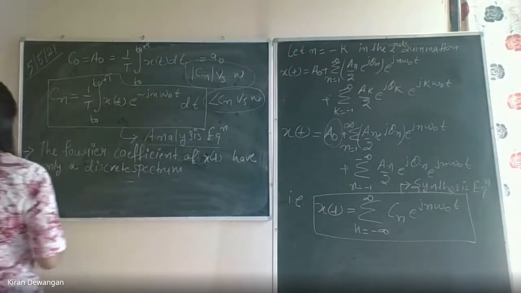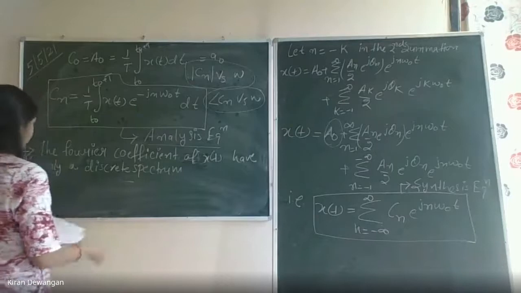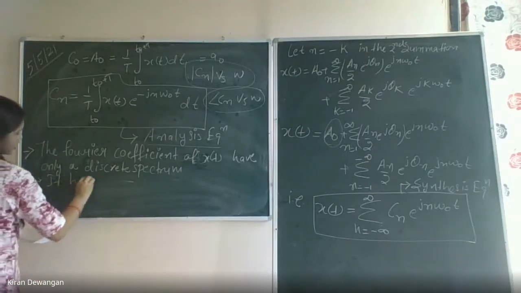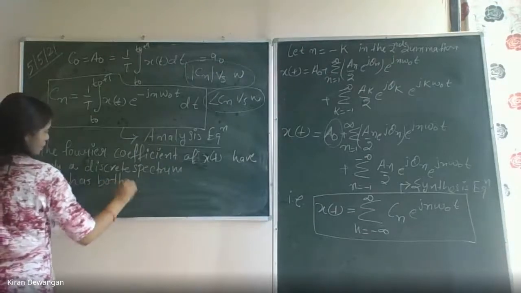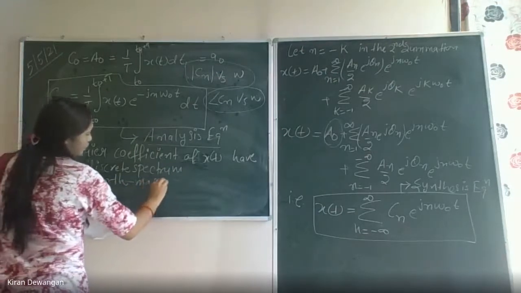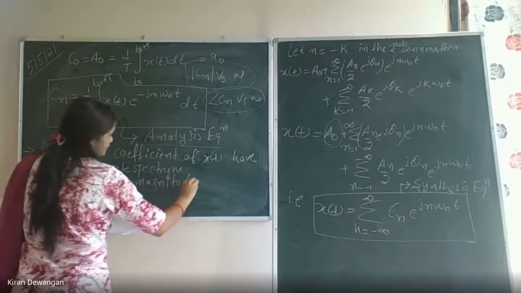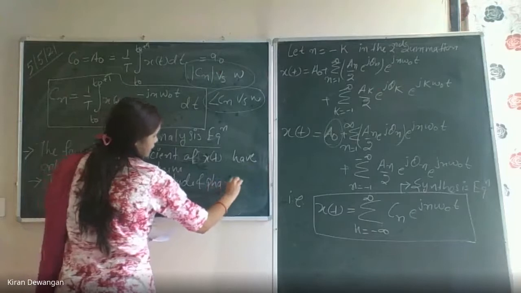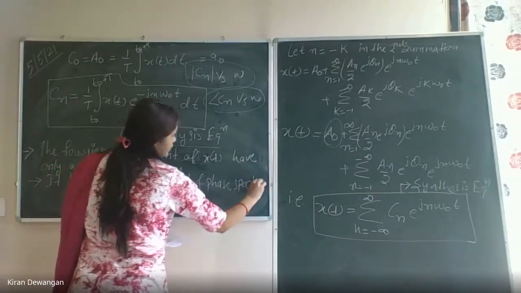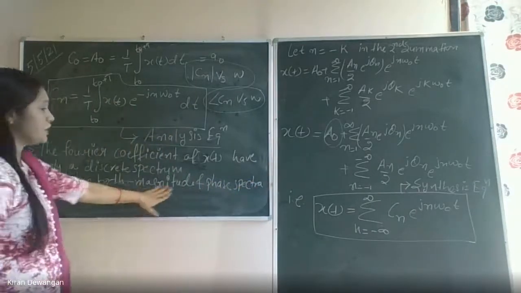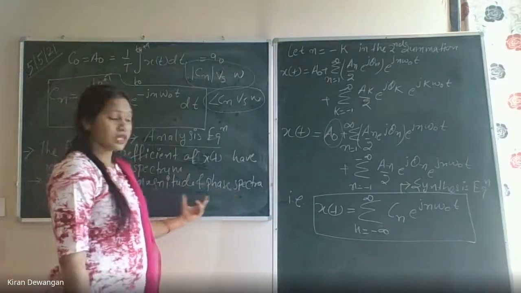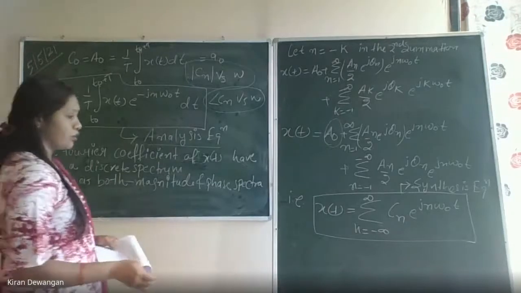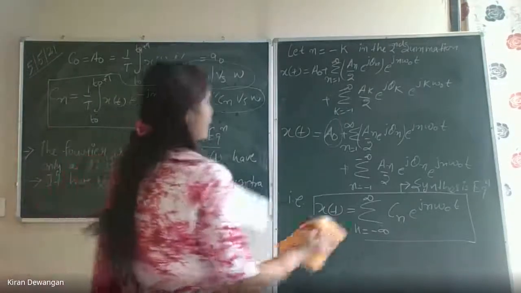As it represents the complex spectrum, it has both magnitude and phase spectra. It has both magnitude and phase spectra. That means the magnitude plot is there and the phase plot will also be there. The magnitude line spectrum is always there. Now this is an important point again.